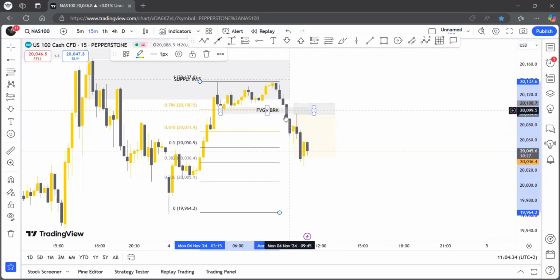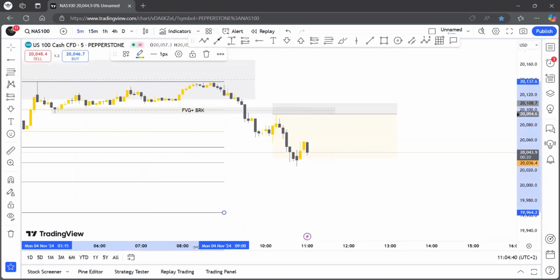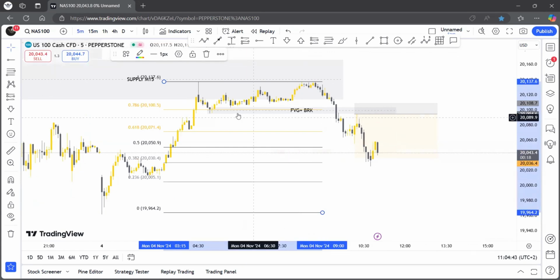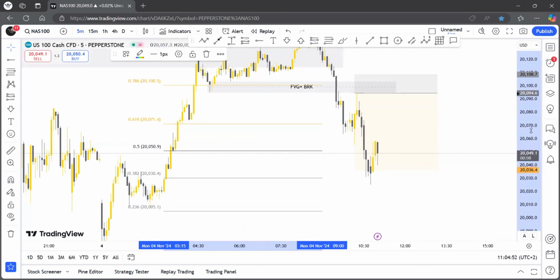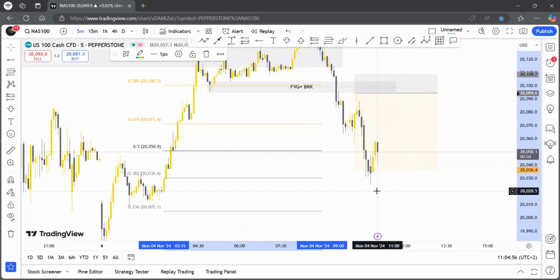Now, looking at this fair value gap and breaker, I went all the way to the 5 minutes. Let's go to the 5 minutes. There we go. When I saw it, it was quite clear. Fair value gap and a breaker over here, and we're at 78. So therefore, the confidence of executing this trade was in there. And there we go. Look at that. The market rallied all the way down.